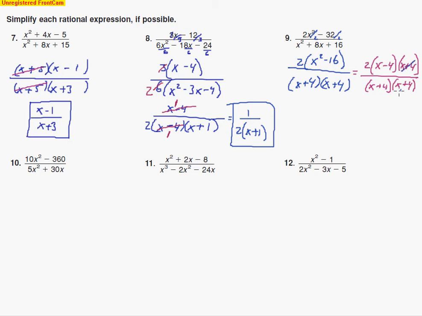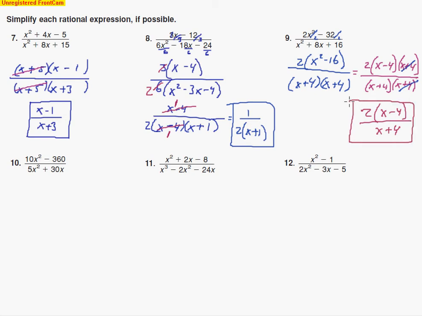Well, it's the x plus 4s. Cannot cancel the x minus 4 and the x plus 4 because they're different. Here I'm taking 4 away from x. Here I'm adding 4 to x. So different numbers, so I just have to leave it like that with a 2 multiplied by an x minus 4. And down below I got an x plus 4.